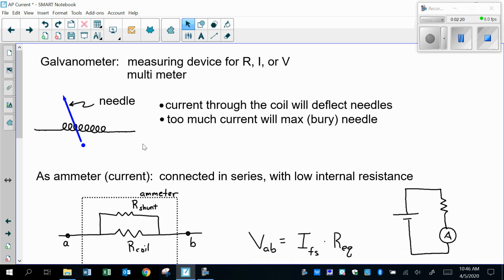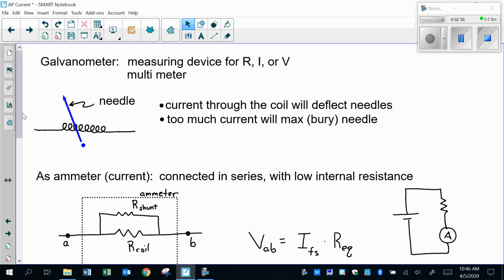But if we were to use this, the current goes through and causes the needle to deflect. What happens if you send too much current through? Eventually, this blue needle is going to reach a maximum amount of deflection, and any extra current is not going to cause any change in your blue needle. We would call this burying the needle or maxing out the needle.